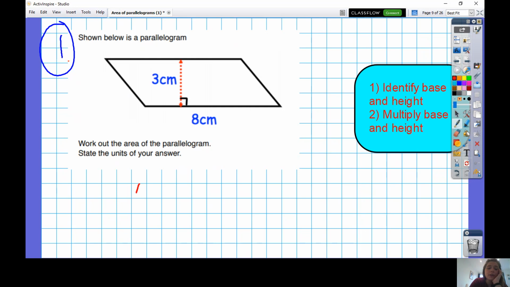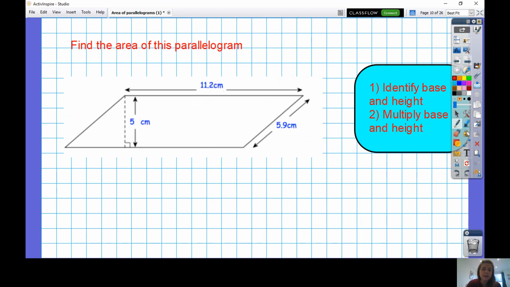So on your paper, you should have written number 1, and then you should have written your calculation. 3 times 8 is equal to 24, and then you need your unit of measurement, centimetres squared. If you didn't write your calculation, can I ask you to write out your calculation from now on so that we know whether it's your identification of the height or whether it's because you don't know how to do your multiplication times tables, which is making you get the wrong answer. So please always write out your calculations.